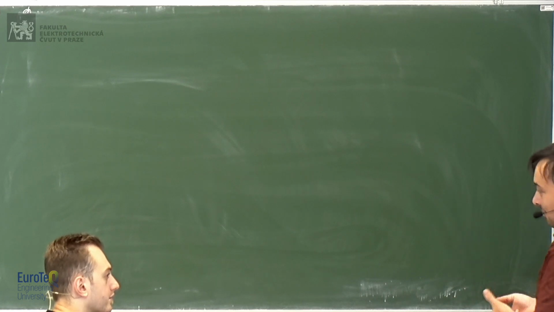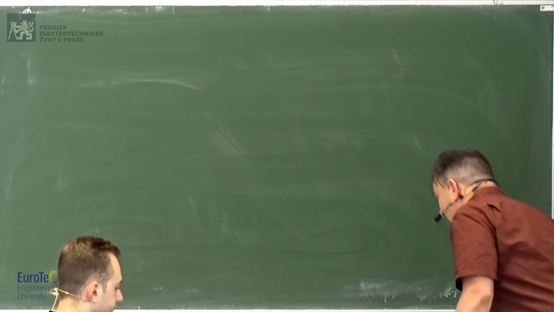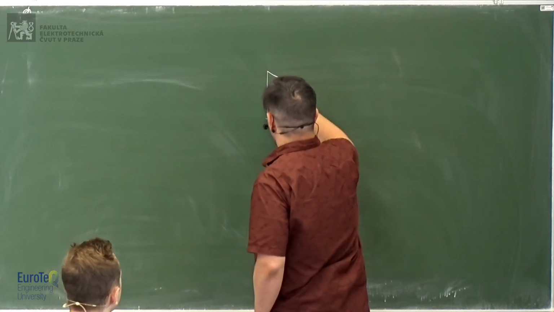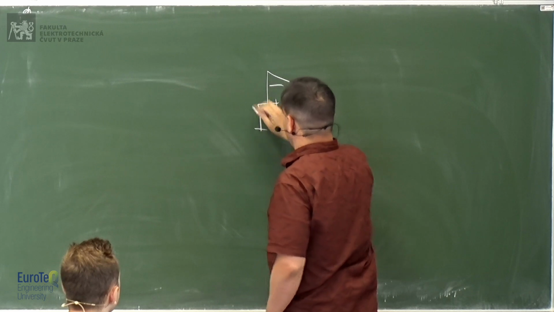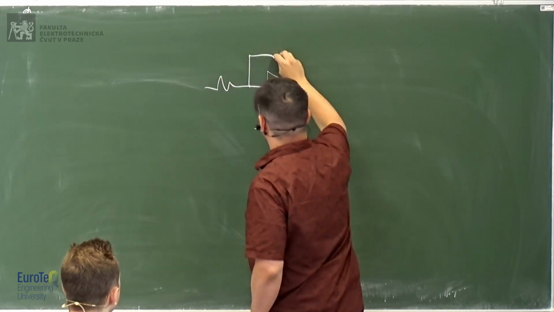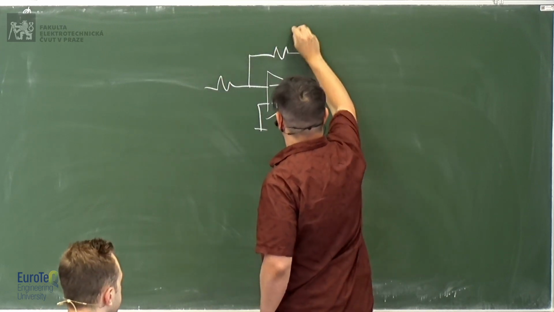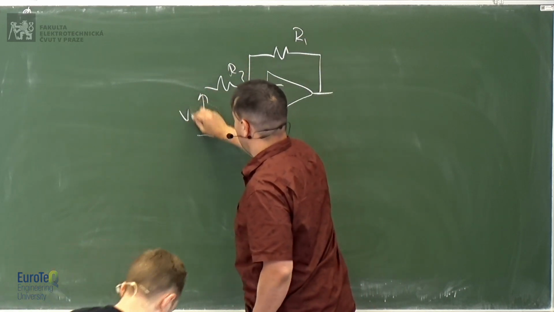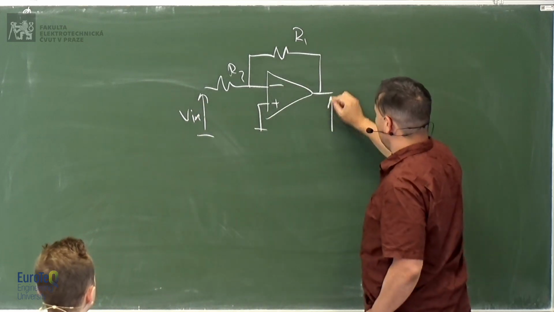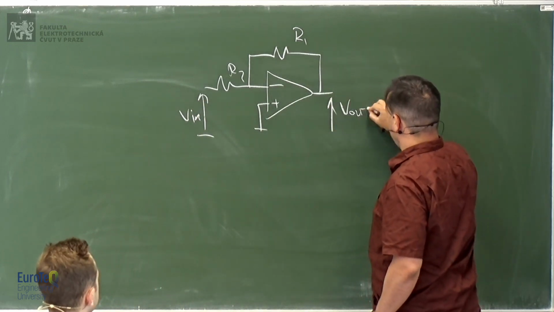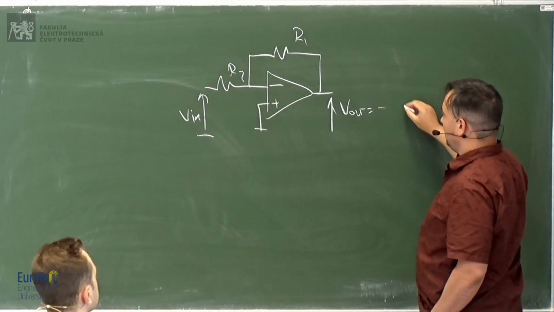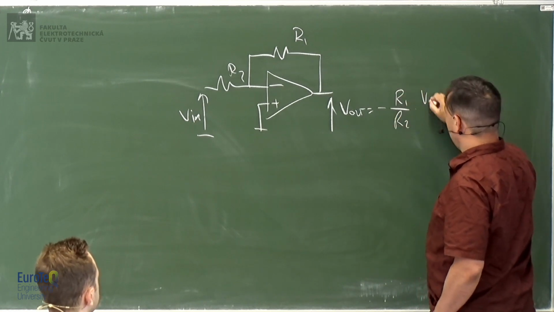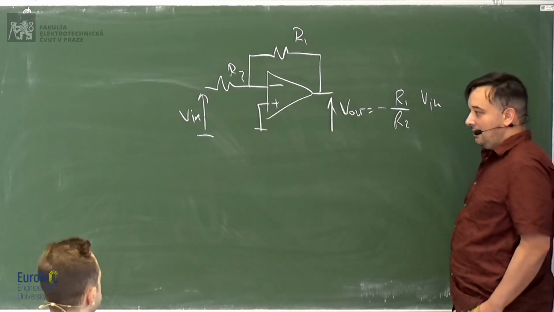Okay. But how does it work inside? Basically, you remember the inverting amplifier. Typically, you have resistance 1, resistance 2, input voltage, and the output voltage is negative R1 divided by R2 times the input voltage, okay?